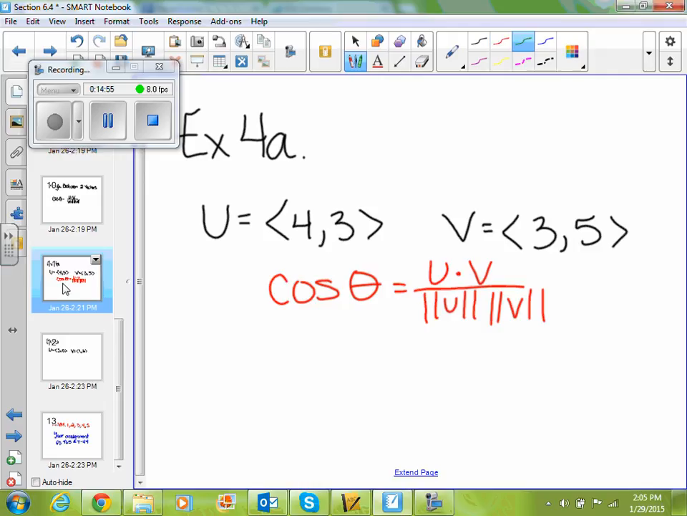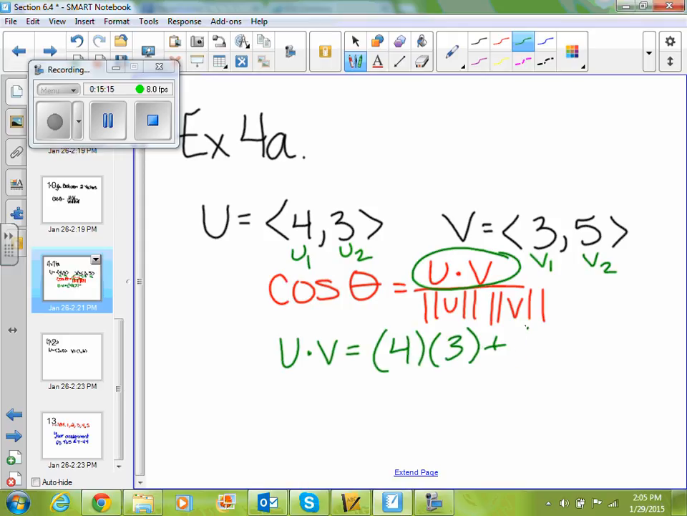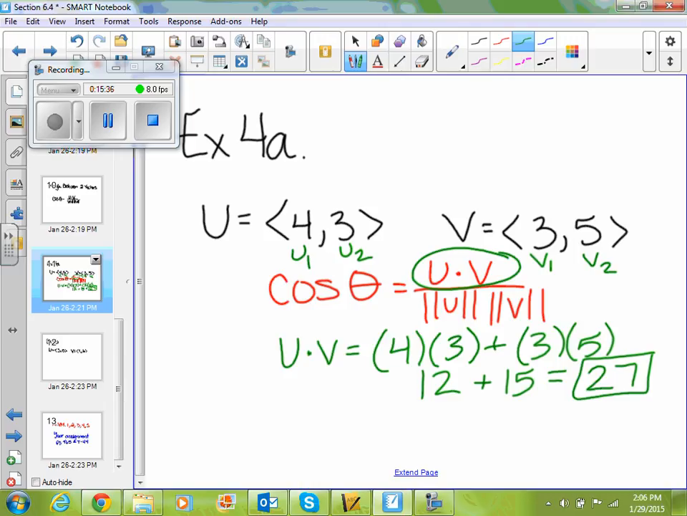So first thing I'm going to find is my dot product. So U1, U2, V1, V2. To find my dot product, I take my U1, which is 4, times my V1, which is 3, plus my U2, which is 3, times my V2, which is 5. So 4 times 3 is 12, 3 times 5 is 15, 12 plus 15 gives me 27. So I know that U dot V is going to equal 27.